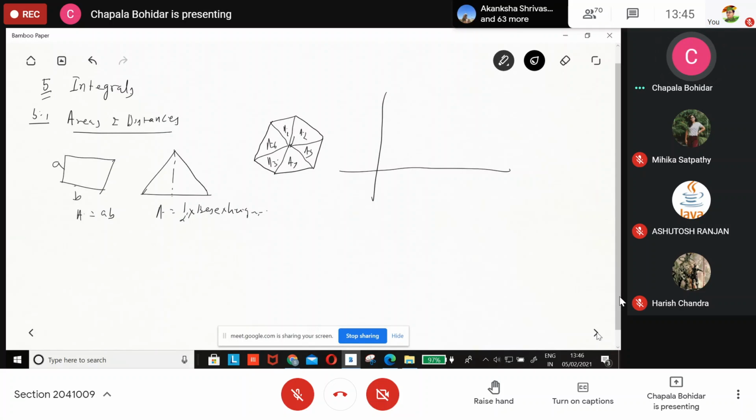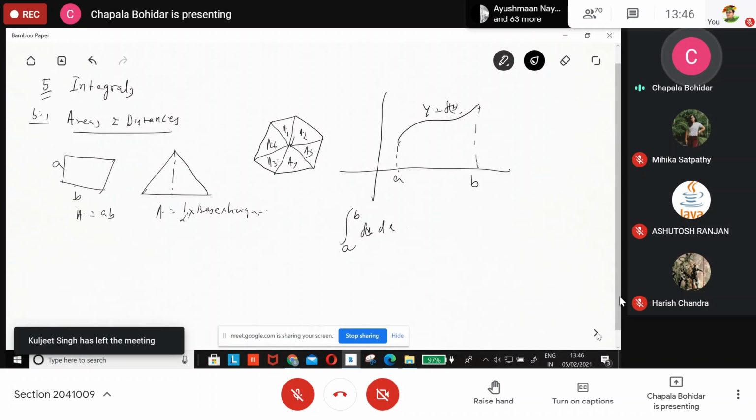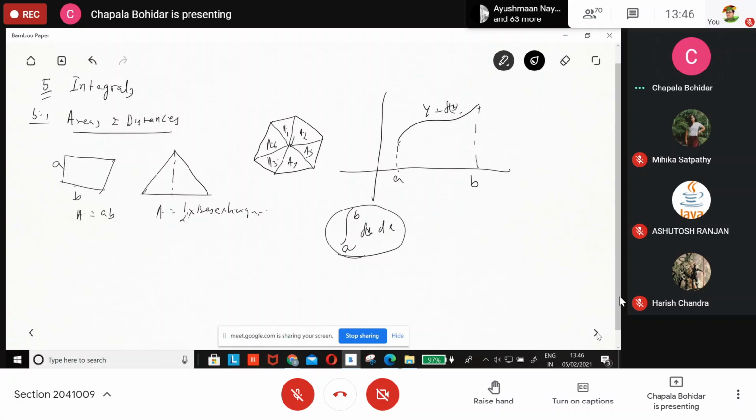If your curve is like this, lying between a and b, how do we find the area of this curve? Using integration. You know it very well: if y is equal to f(x), the area is integration a to b of f(x) dx. So without doing that integration, how do we find the area of this curve? We discuss that here.